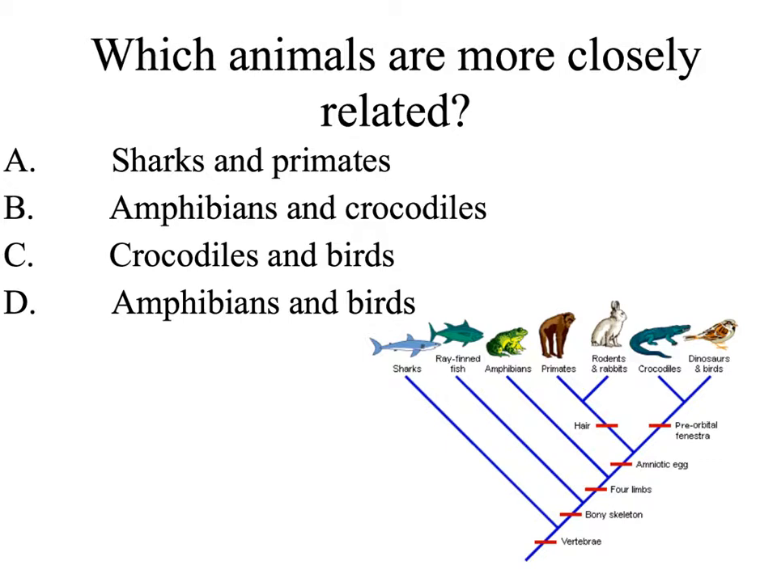Here's a practice question. Which animals are more closely related according to this phylogenetic tree? Take a minute to figure this out. The correct answer is crocodiles and birds. These taxa are closely related. They're sister taxa because they have a recent common ancestor and they are located right next to each other on this phylogenetic tree.